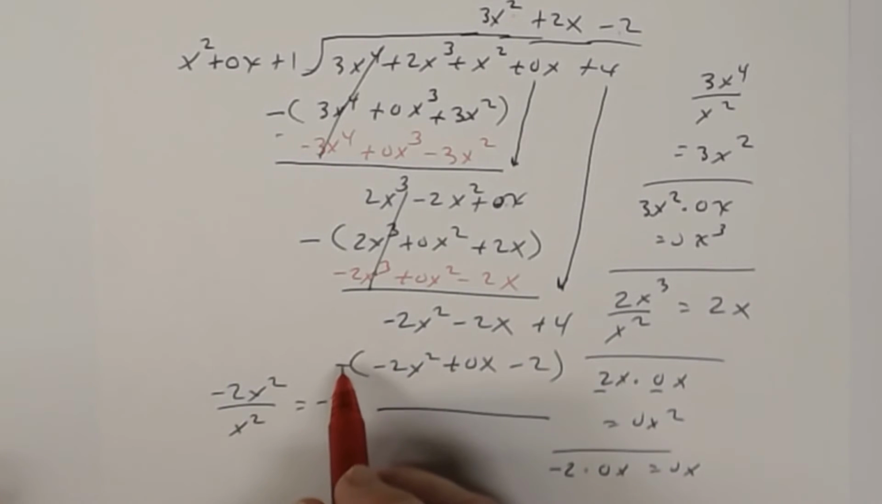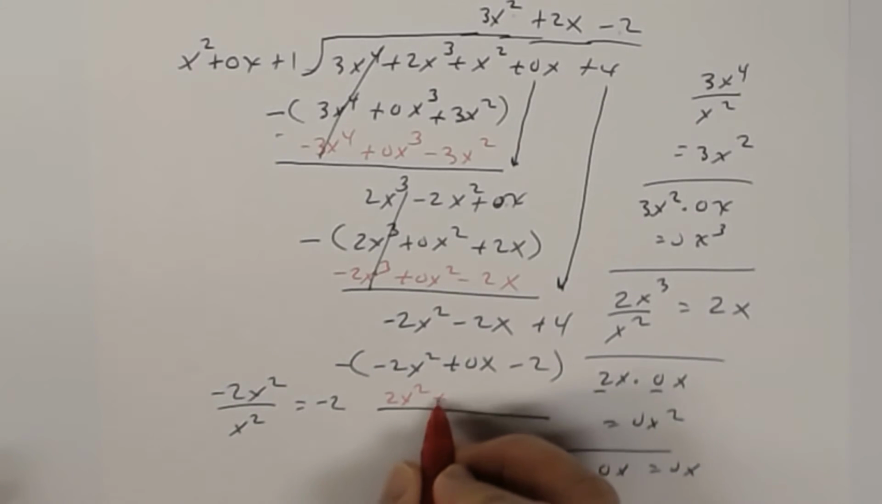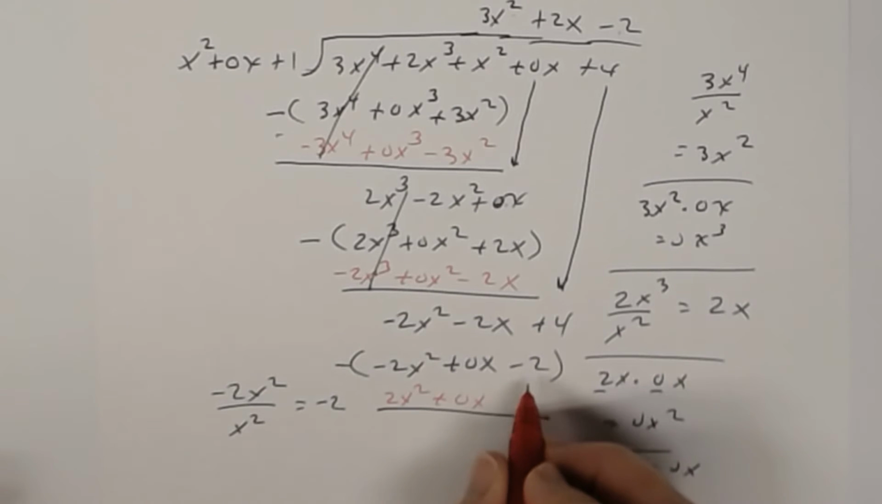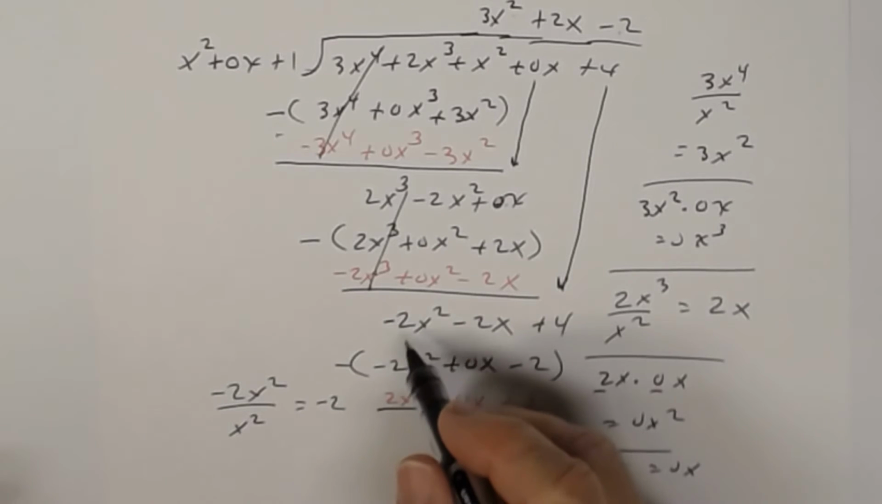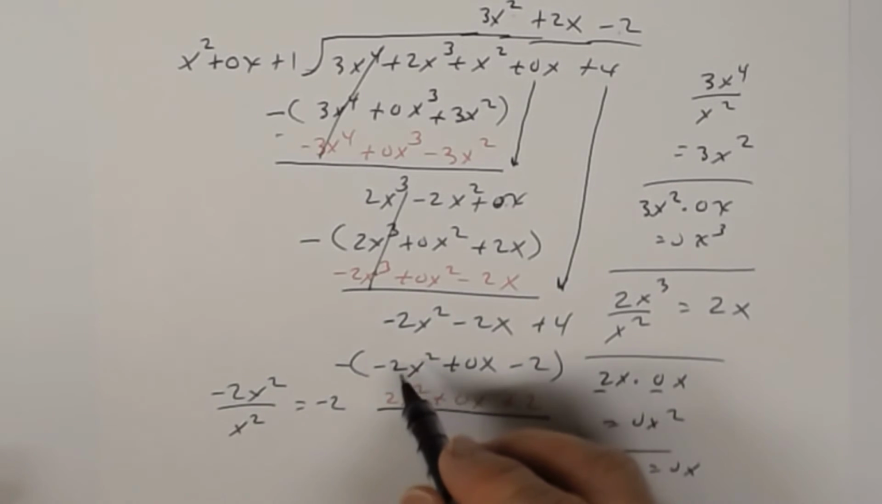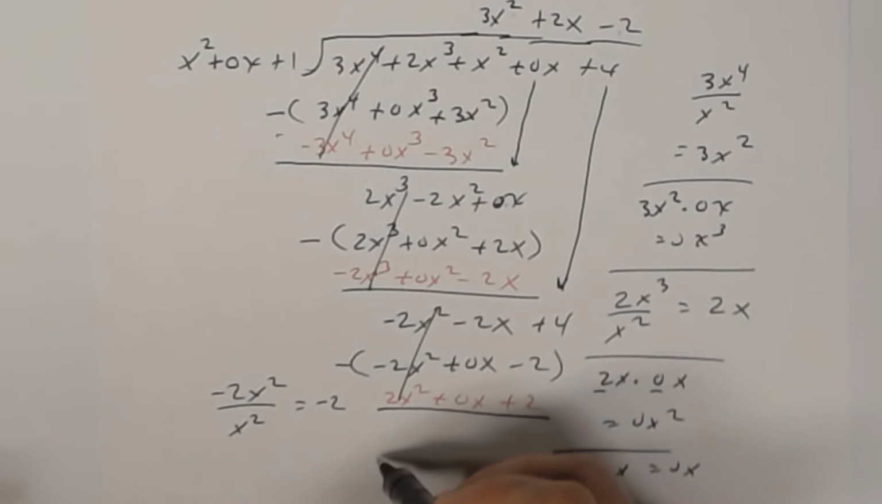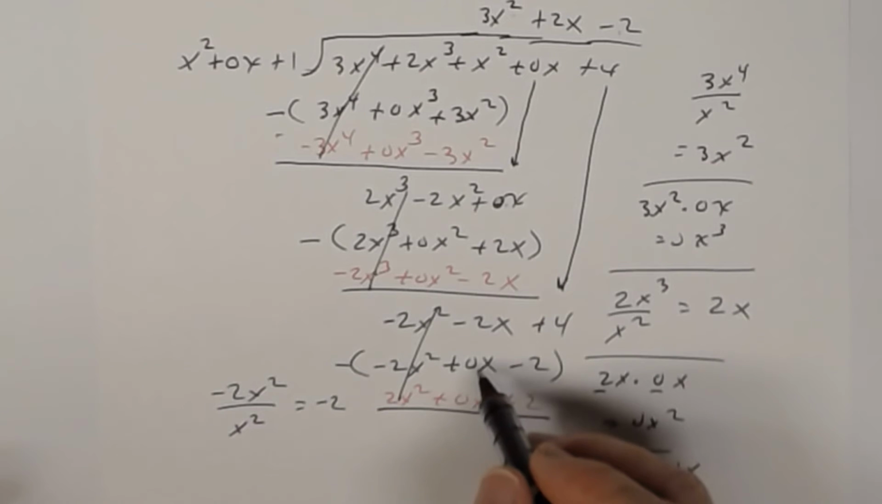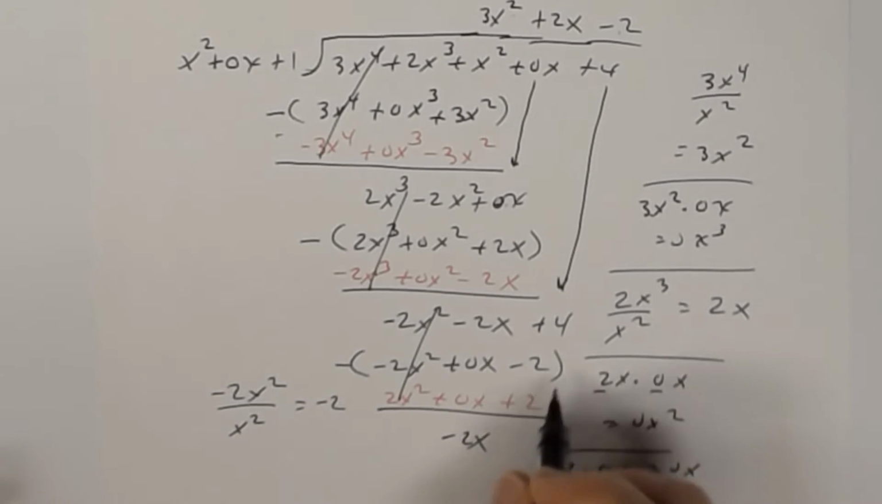The opposite of negative 2x squared is a positive 2x squared. The opposite of 0x is still 0x. The opposite of negative 2 is a positive 2. And then you add them. So negative 2x squared subtract a negative 2x squared means the same thing as saying negative 2x squared plus 2x squared. That's 0. A negative 2x subtract 0x means the same thing as negative 2x plus 0x, which is negative 2x. Positive 4 subtract a negative 2, you got to be careful, means positive 4 plus 2, which is 6.